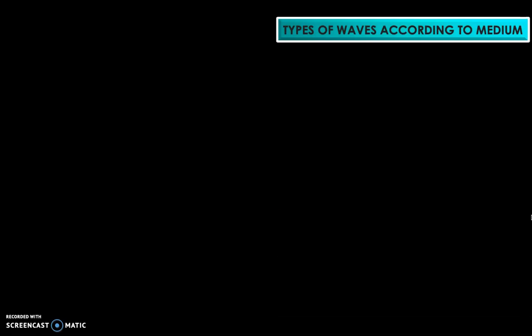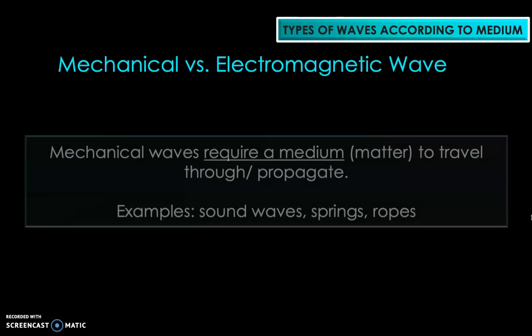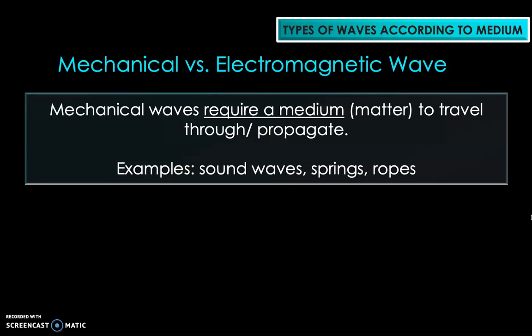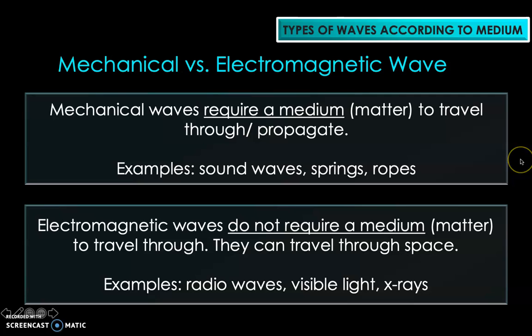Now, the first thing we're going to do is to categorize waves according to medium. The first one is we have the mechanical waves that require a medium to travel through or propagate. And the best example would be sound waves because you probably learned before from junior high school physics that sound waves can spread in space because the vibration gets transferred from one particle of matter to another particle. And that's how sound waves work. Same for springs and ropes, they also require matter or any physical entity for them to spread out in space.